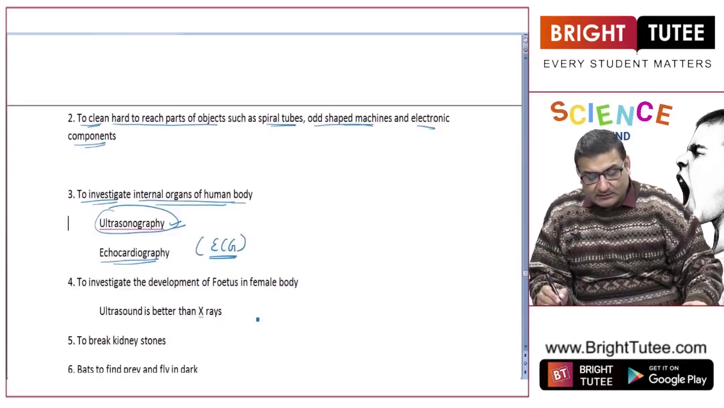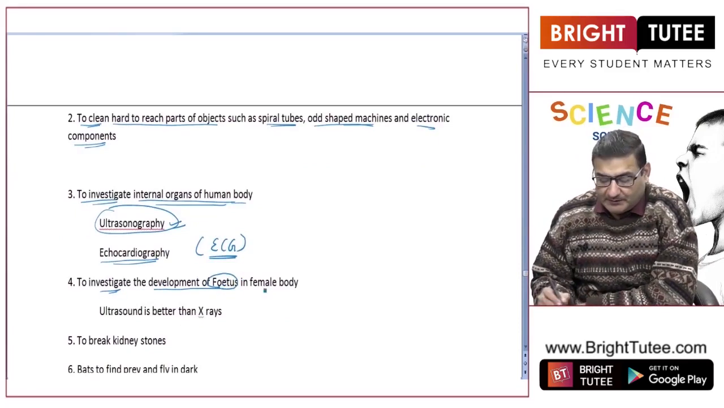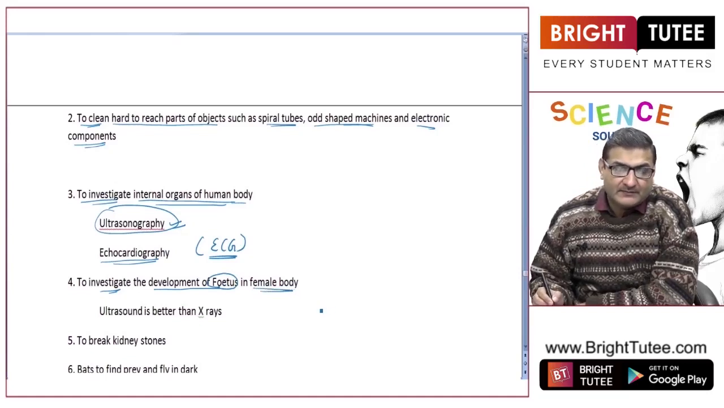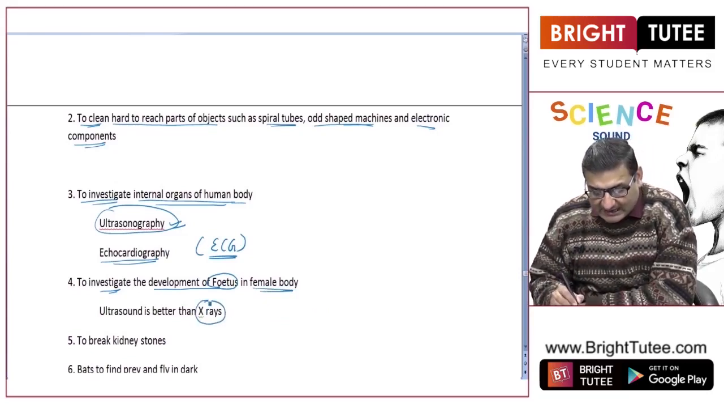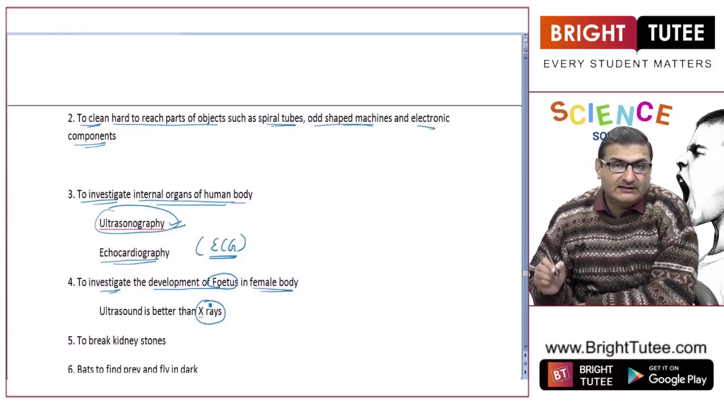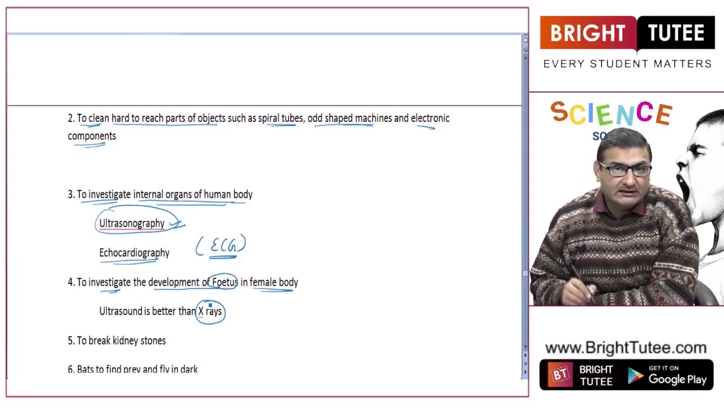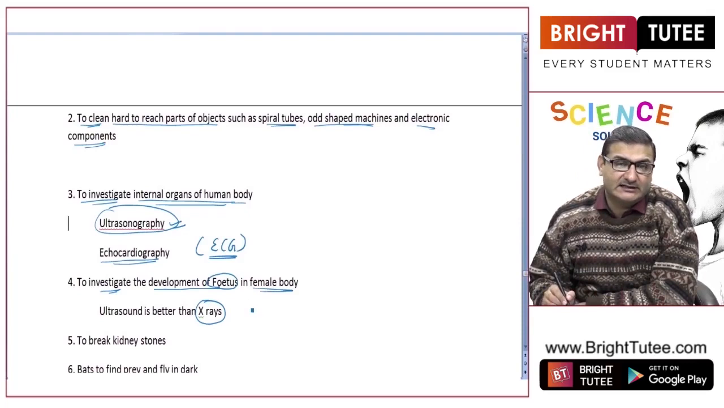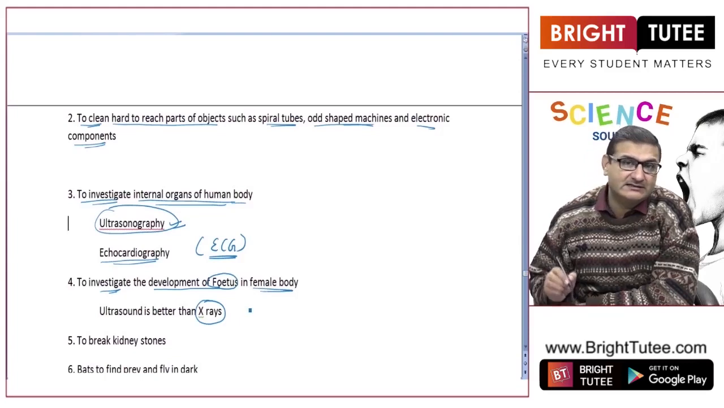Next, ultrasound waves are used to investigate the development of the fetus, the unborn baby in the human body, right? Now this is also a very important use, because the same process can be done using X-rays, but X-rays are quite harmful, especially for the delicate tissues of the baby. So this is a very important question that is asked many times in the exam: why ultrasound waves are better than X-rays to investigate the shape, size, structure and normalcy of the fetus in the female body.